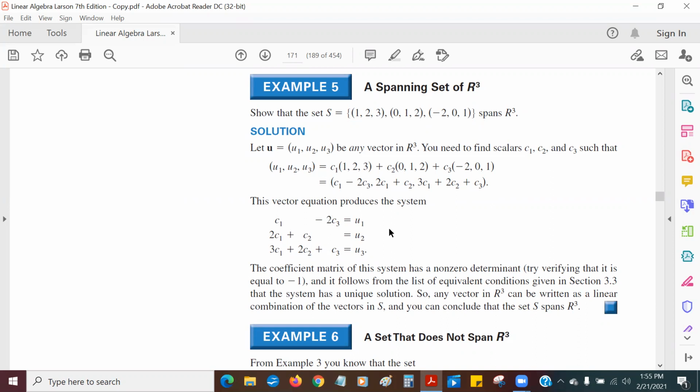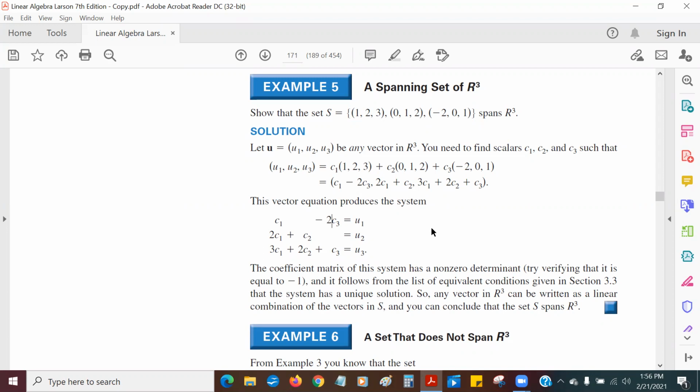Anyway, the coefficient matrix has a non-zero determinant. So the coefficient matrix is 1, 0, -2, 2, 1, 0, 3, 2, 1. You could either row reduce that, and you'll see you're going to get the identity matrix, or you could just take the determinant and see that it will not equal 0. And I'd like you to figure out on your own what the determinant is. Not that hard to figure out.